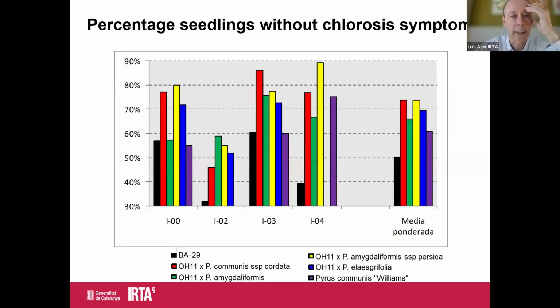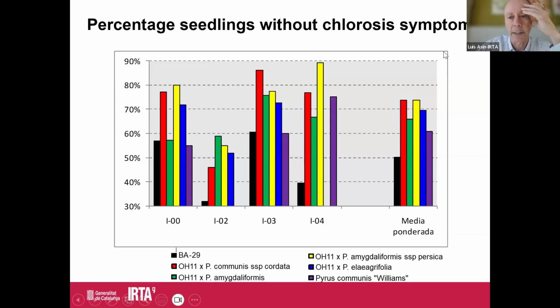And I show you some data. Just related to the percentage of seedlings without chlorosis symptoms. There are different orchards or different plots. I want just to point out the average, in this case. Black one is the Quince BA29, and you can see that 50% of the BA29 show no symptoms, consequently the 50% show symptoms, and you can see that all these new crosses that we are selecting, this is the average with the 2000 seedlings, not the seedlings that we select.